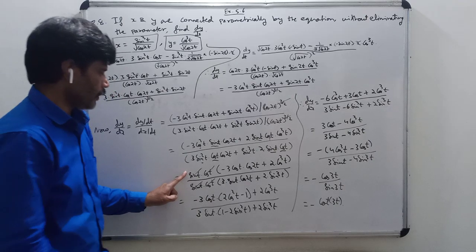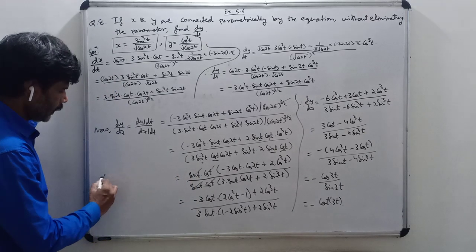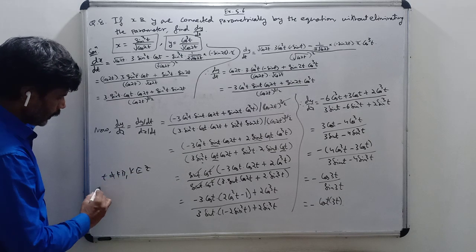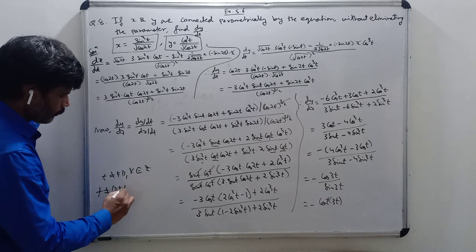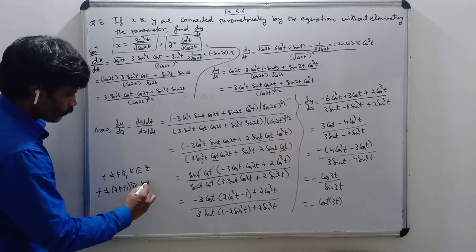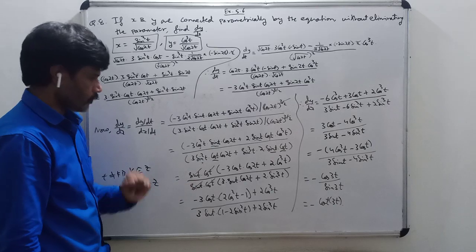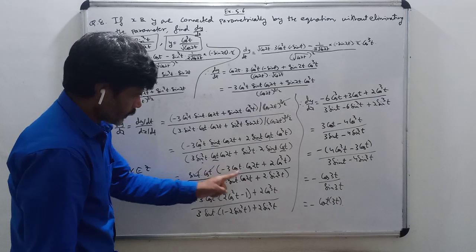Now while cancelling this, we should say t is not equal to k pi, where k belongs to the set of integers, and t is not equal to (2k plus 1) pi by 2, where k belongs to the set of integers. Then only we can cancel, otherwise it is 0. If it is 0, then we cannot cancel 0. Now what is left? Minus 3 cos t.